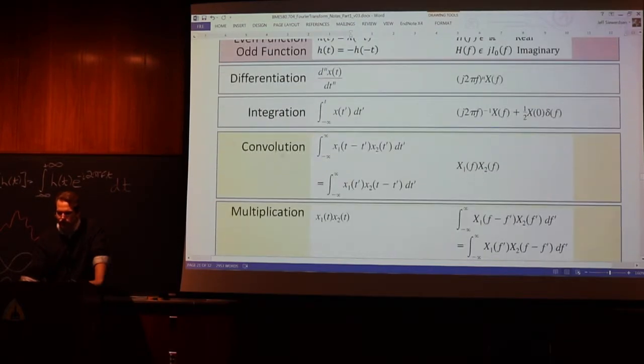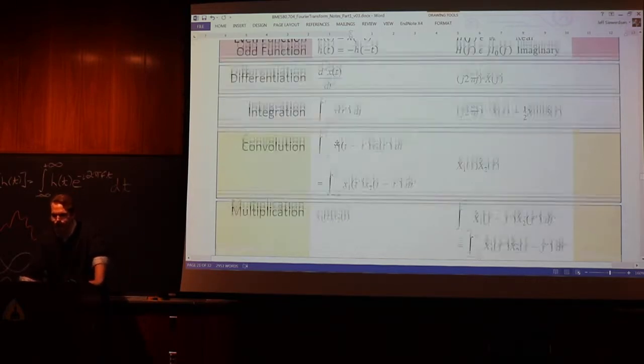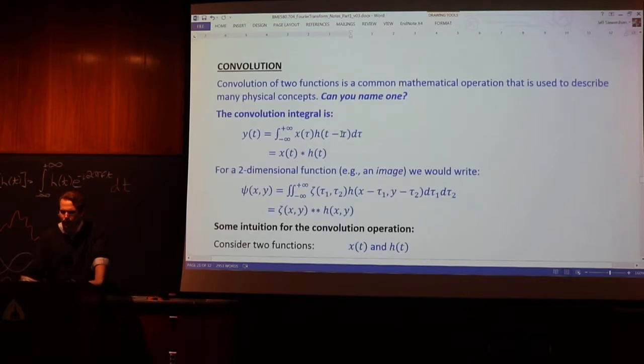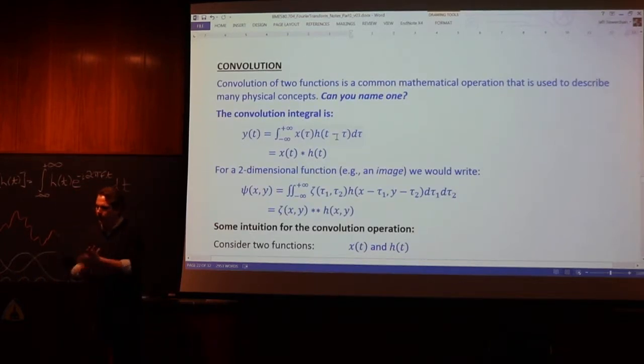And I really want to save time to get to this one, where convolution of two functions, x1 and x2, right? How do I compute the Fourier transform of a convolution? All right. Convolutions of two functions, a common mathematical operation.